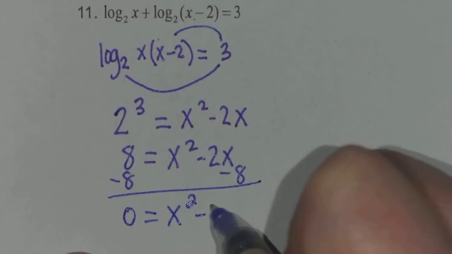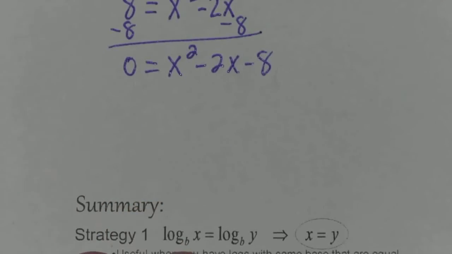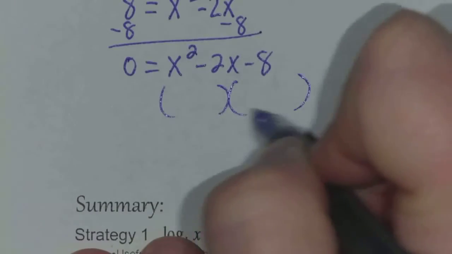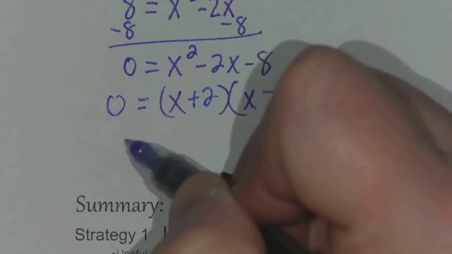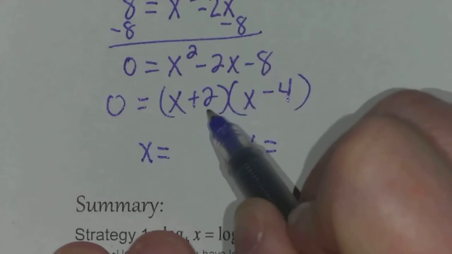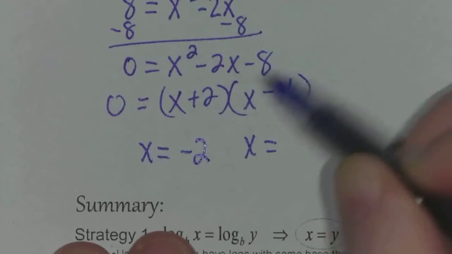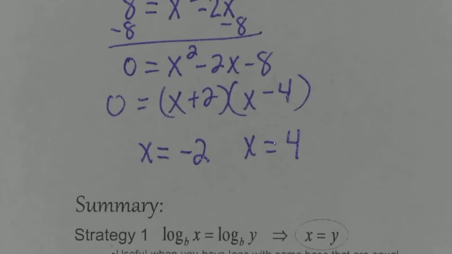I get x squared minus 2x minus 8. Can you guys factor for that for me real fast? Positive 2, negative 4. I agree with that. So they come out as negative 2 and positive 4. Thank you for whispering me the answers, you guys.